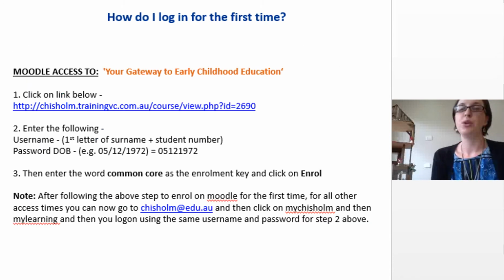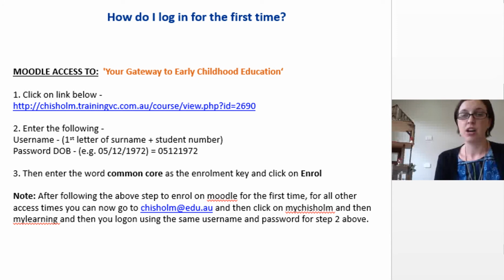So when you log on to Moodle for the first time, it's a little bit like a Facebook sort of system where you need to follow some steps first, and then once you've done those steps, you've got a much more basic log-on system from there on in. So basically, for the very first time, you need to click on the link that you see there, and then you need to enter your username and password, and then you'll need to enter Common Core as the enrolment key. It's very important that you put Common Core in lowercase and that you have a space between those two words. And then you'll click on enrol.